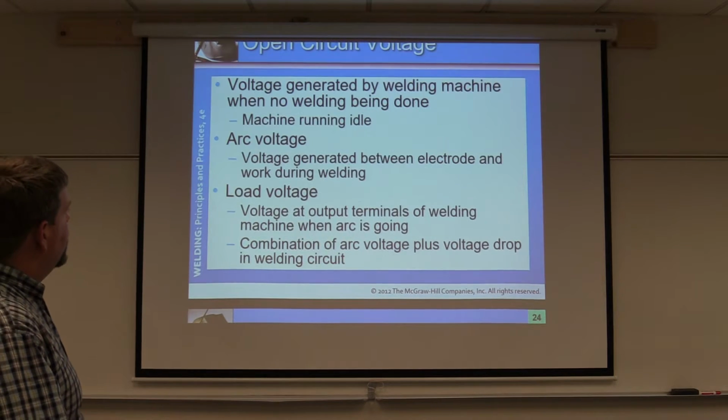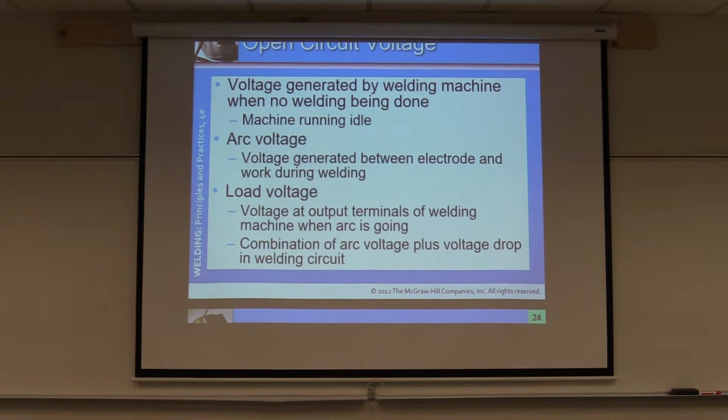Okay, now we're going to step into open circuit voltage. So, chapter 11, page 289, right hand column towards the top, second paragraph down, it starts out open circuit and arc voltage. Open circuit voltage is the voltage generated by the welding machine when no welding is being done. The machine is running idle. Arc voltage is the voltage generated between the molten tip of the electrode and the surface of the molten weld pool during welding. It's also referred to as arc length.